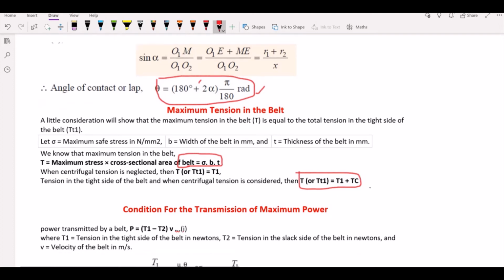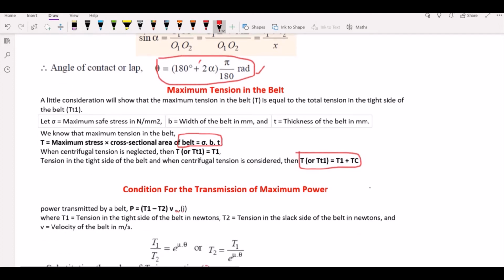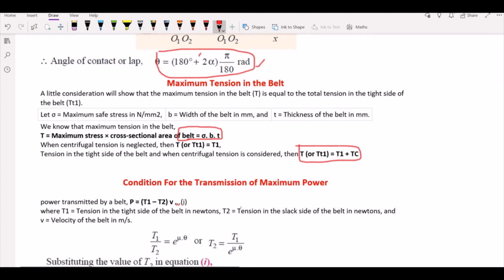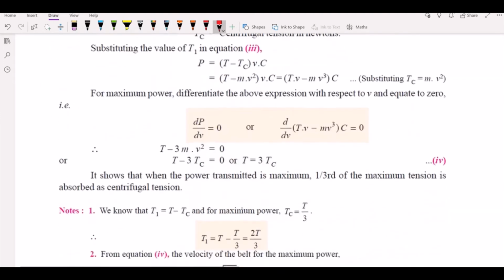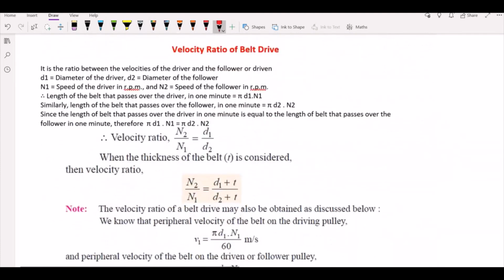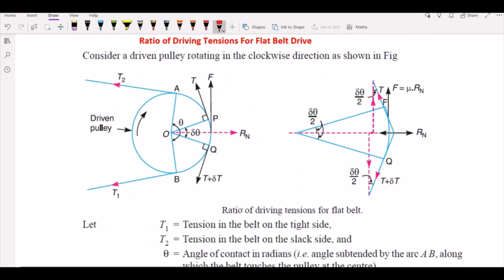Now let's move on to the condition of maximum power. Before the derivation of the condition of maximum power, let's try to calculate the ratios of the tension. Then it will be clear for you to derive the condition for maximum power transmission. Right, this is about the calculation of the ratios of driving tension of your flat belt, for your open and cross belt.